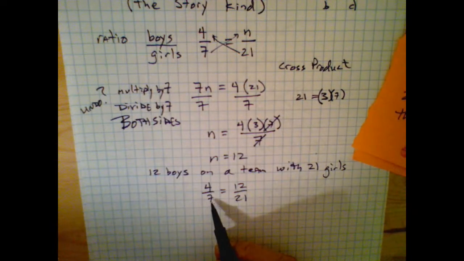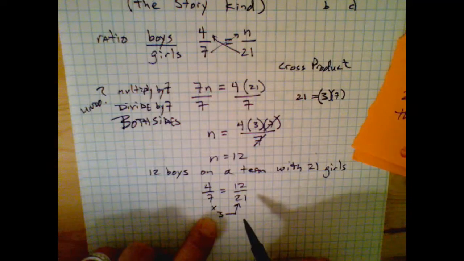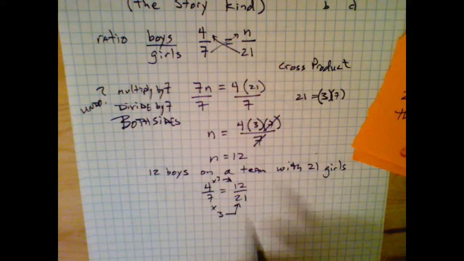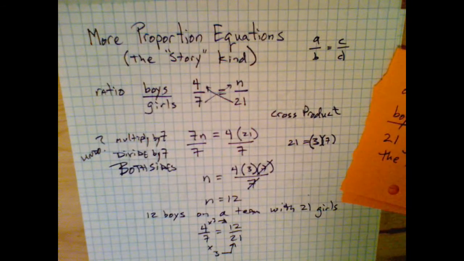7 times what is 21? Well, if I multiply 7 by 3, I get 21. Whatever I do at the bottom, I also do to the top. So 4 times 3 is 12. So I know that these two are actually proportional. So there you go, a proportion problem worked out.